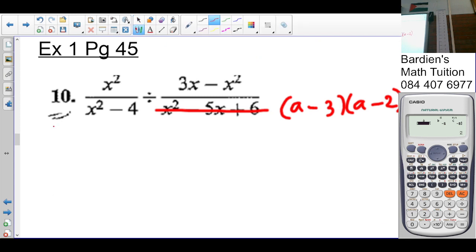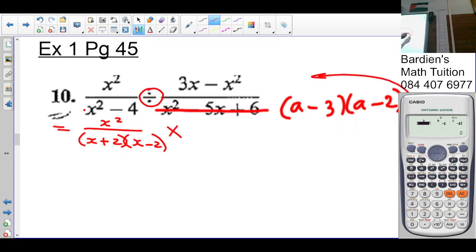Again, difference of two squares. So you're going to get x squared over x plus 2, x minus 2. That's all. This we're going to change to multiplication. The numerator now becomes the denominator and the denominator becomes the numerator. That's all. So I'm left with a minus 3 into a minus 2. That is the factorized version of x squared minus 5x plus 6. Okay?